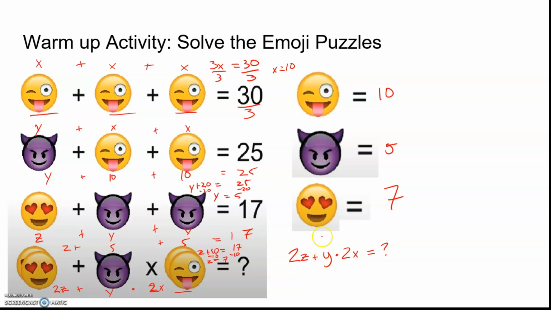If we remember, z is our hearts. We can do this right here to help remind us. Z is our hearts, so that is 2 times 7 plus y, which is 5, times 2x. X is 10. Now we just follow our order of operations. 2 times 10 is 20, times 5, plus 2 times 7 is 14. We have to multiply first. 5 times 20 is 100. Our 14 is still here. And what do we end up with? 114. Fun times.